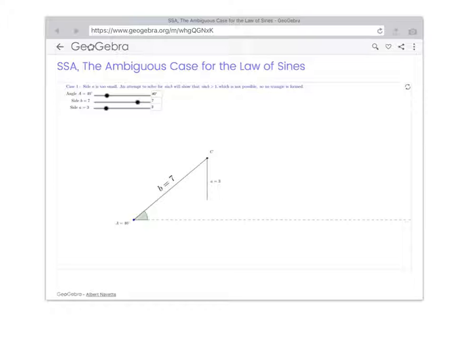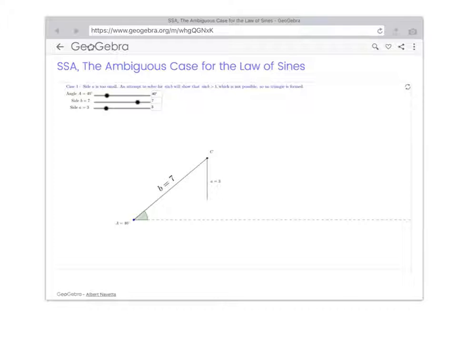The first case is that actually the side across from the angle ends up being too small. So what you're gonna see mathematically happen is the sine is gonna equal something bigger than 1, and we know sine can't equal anything bigger than 1, so this would be a case where you can't get a triangle.